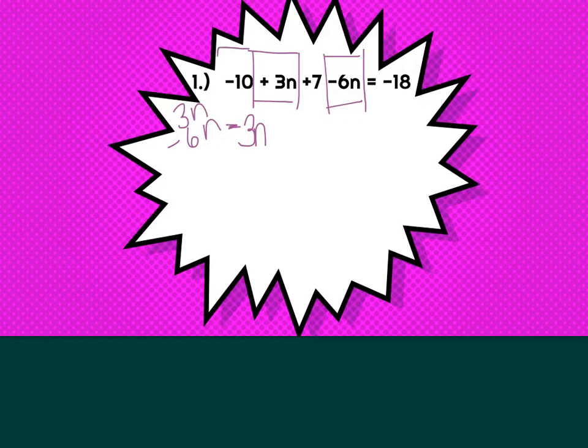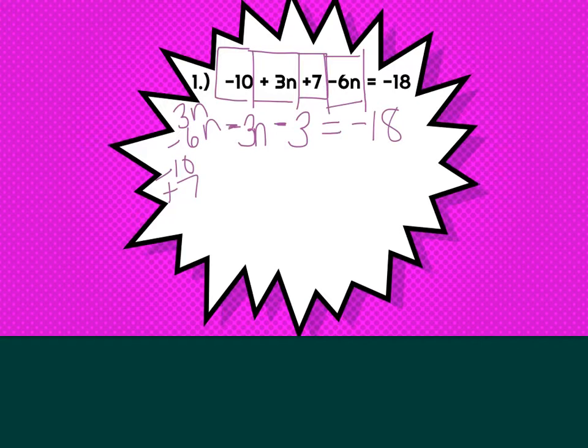Then we can combine the negative 10 and the positive 7. Negative 10, positive 7, different signs, subtract. 10 minus 7 is 3. The 10 was the bigger number, so we keep that sign, which is the negative sign. Then we bring down the rest, which is equals negative 18.